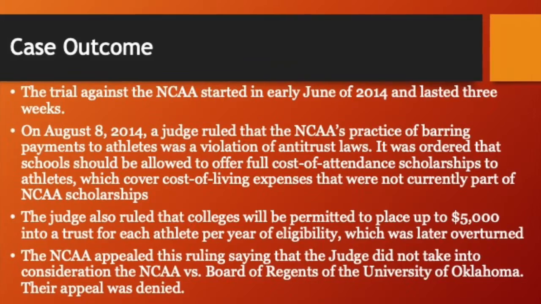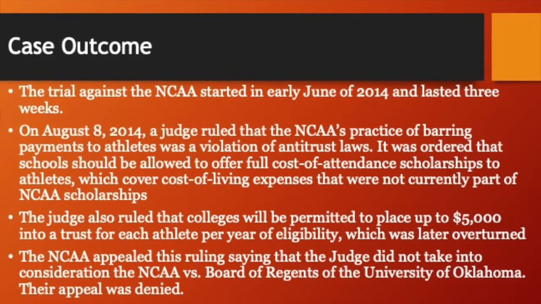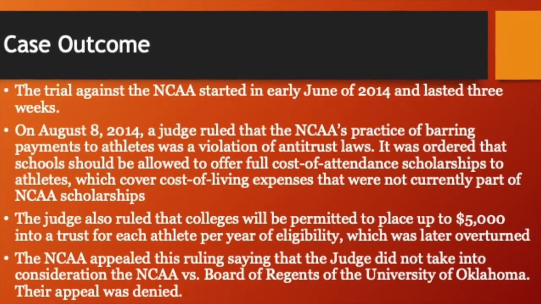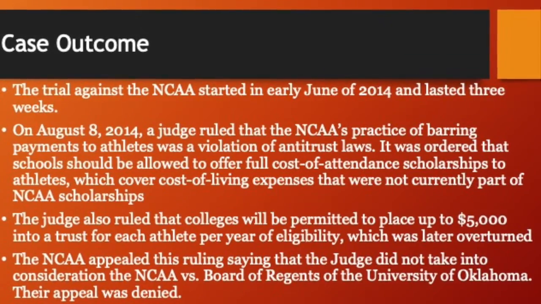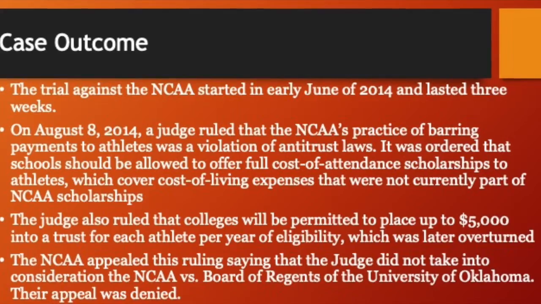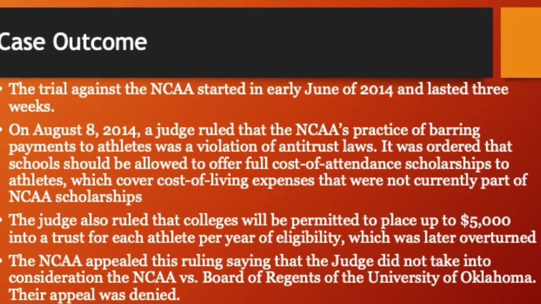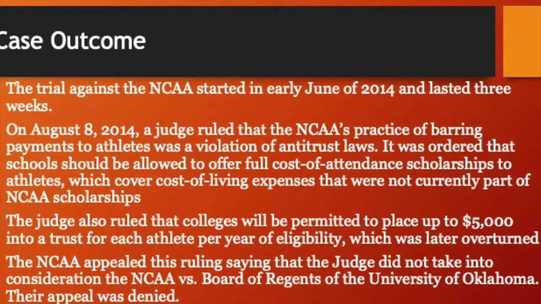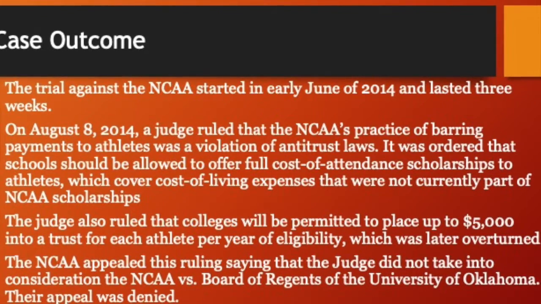This judge also ruled that colleges will be permitted to place up to $5,000 into trust accounts for each athlete per year of eligibility. This was later overturned. The NCAA appealed this ruling, saying that the judge did not take into account the consideration of the NCAA versus Board of Regents of the University of Oklahoma. Their appeal was also denied.